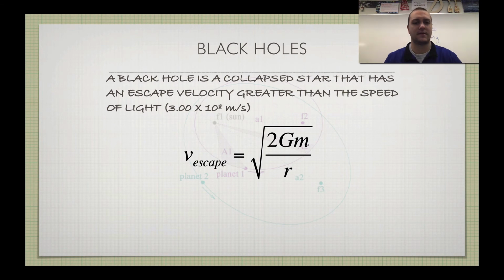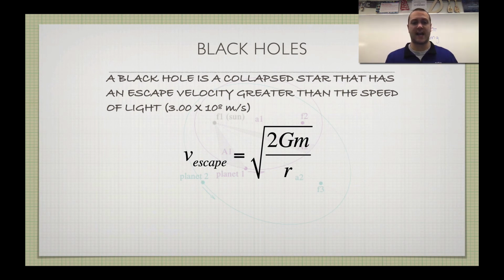Right, last idea deals with the escape velocity for a black hole. So a black hole, in very, very short terms, is a star that has collapsed in on itself to have a very, very high amount of mass in a very, very small area. It is exceptionally dense, and because it has such a high density, once light gets within it, that light cannot escape as far as we understand, because the escape velocity is greater than the speed of light, which is 3 times 10 to the 8th meters per second.